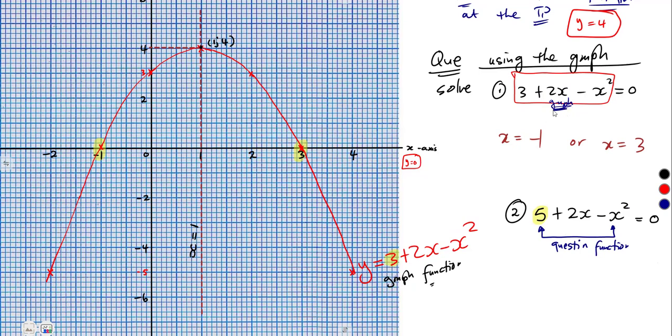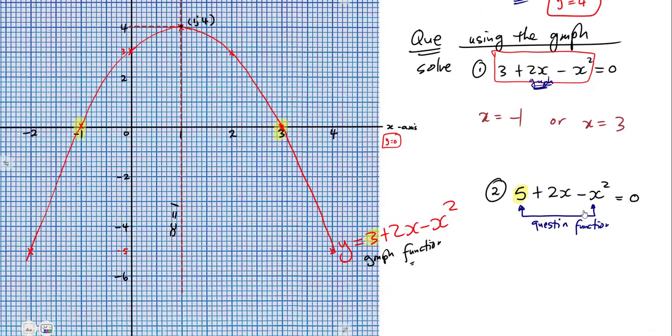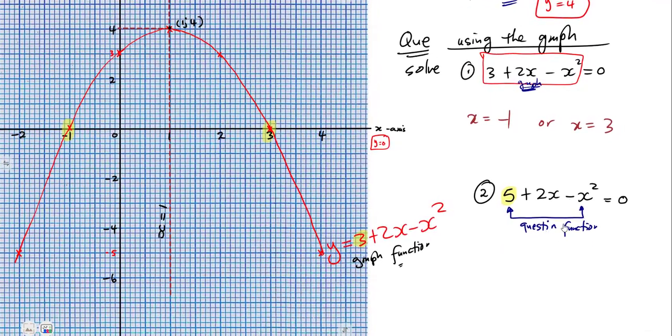So you just take it directly from the x-axis. But this one is different. There's a 5 here. Here there's a 3. So how do I solve such a question when the question function is different from the graph function I'm given? All right, this is how you simply apply it.